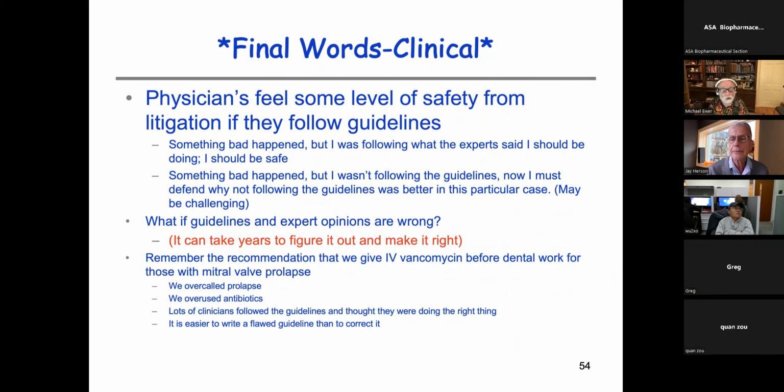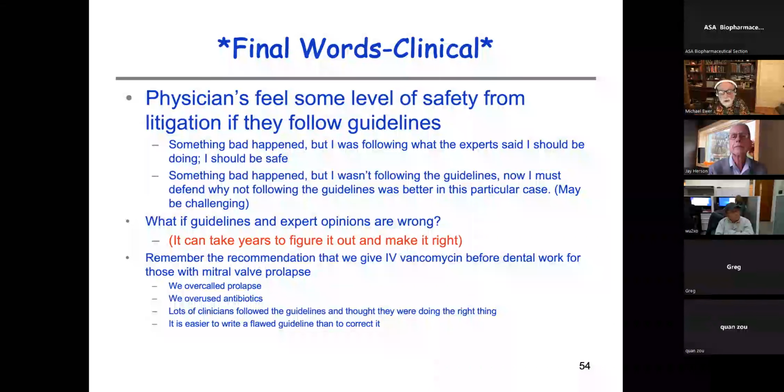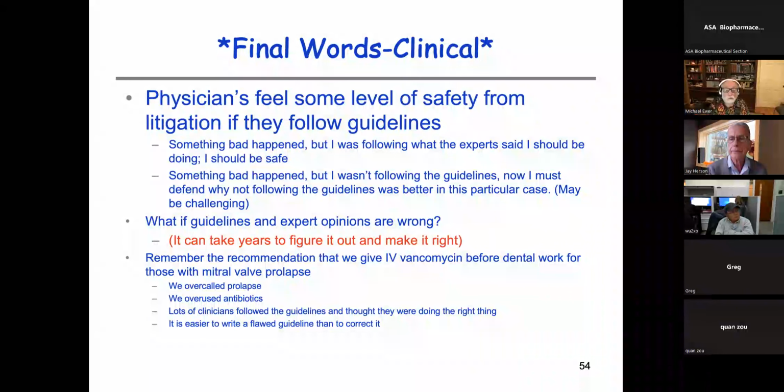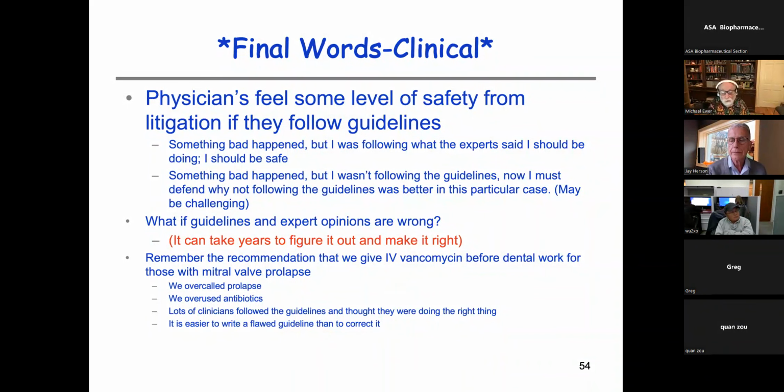So why bring this up? I bring this up now because as we create these guidelines, if we are really, really sure that they are good and they should be followed, then that's great. But sometimes expert opinions are wrong, and it can take a long time to figure out that they're wrong, and it can take a long time to make it right.